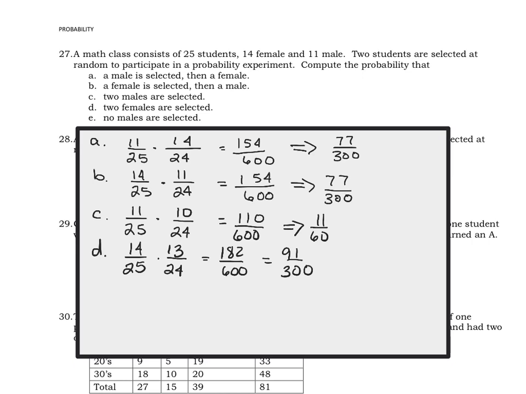All right, and then E is what's the probability that no males are selected? Well, when you think about it, didn't we just do that? No males are selected means that 2 females are selected. So that would be just like what we did on D. So I'm going to go ahead and put the 91 over the 300.